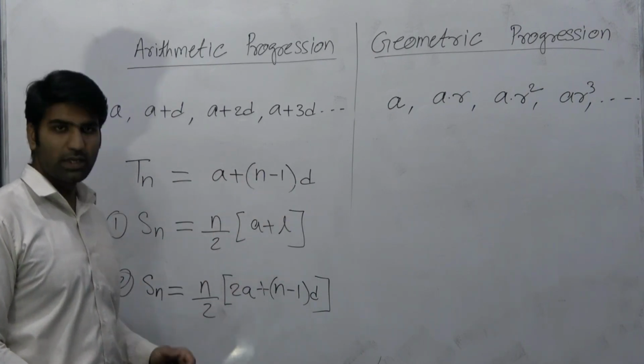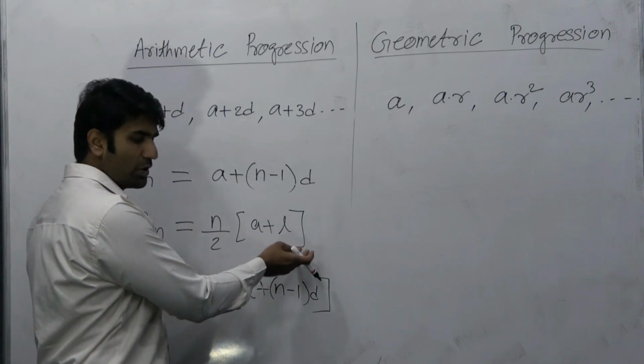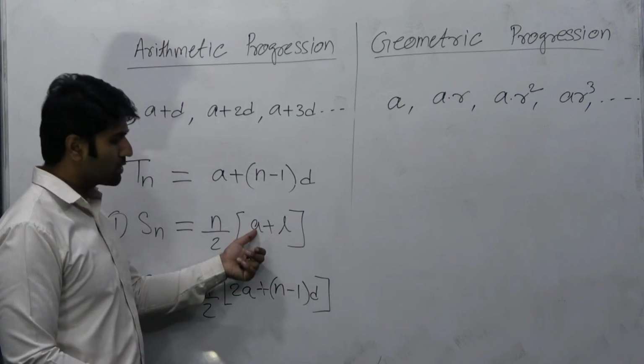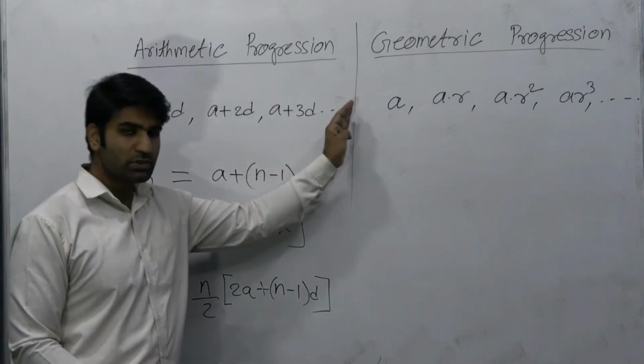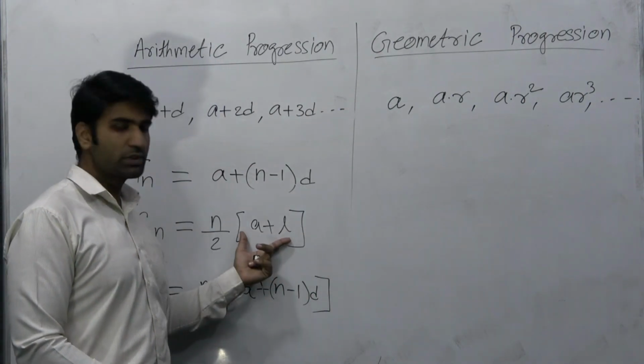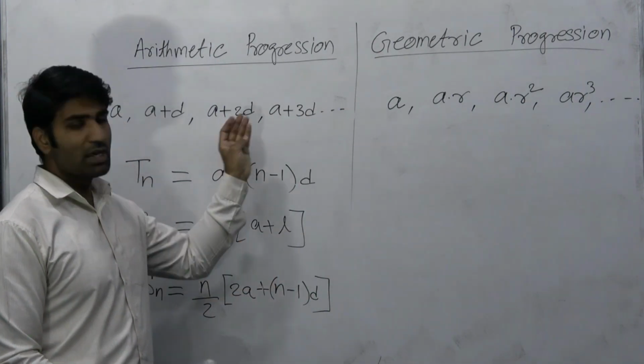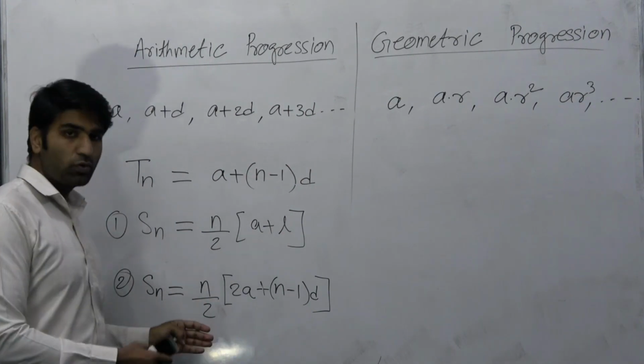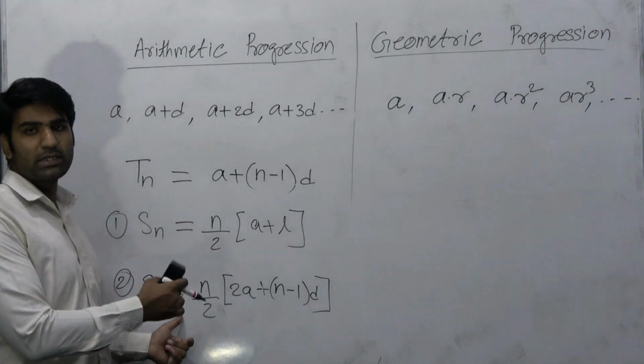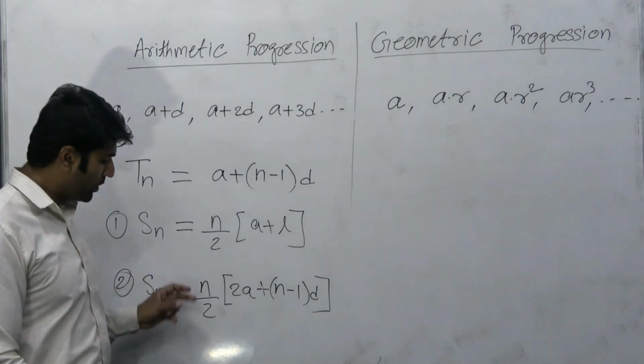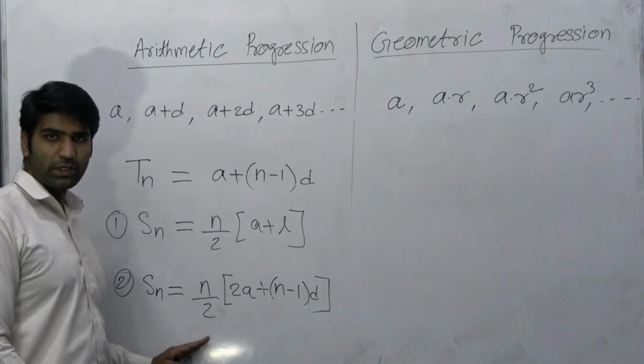So both the formulas are the same, but we can use this formula if we know the first term of the series and the last term of the series. If we don't know the last term of the series and we have to calculate the sum of 20 numbers or 20 terms, then we can calculate with the help of this formula.